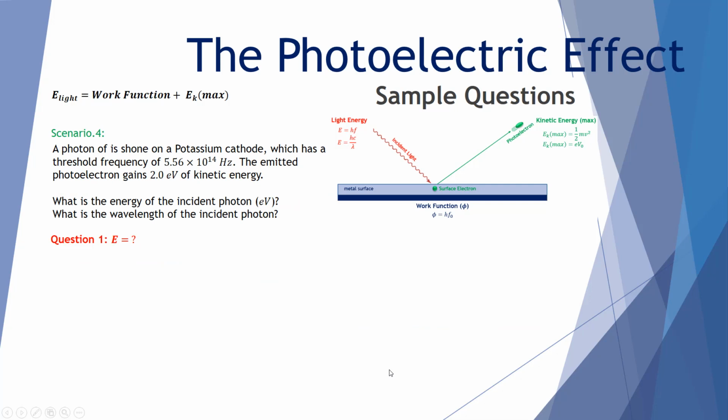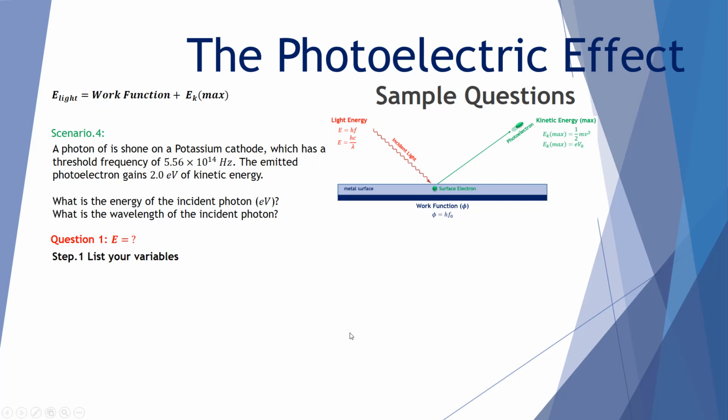Final scenario, number 4. A photon is shone on a potassium cathode, which has a threshold frequency of 5.56 by 10 to the 14 hertz. The emitted photoelectron gains 2.0 electron volts of kinetic energy. 2 questions. First, what is the energy of the incident photon in electron volts? And second, what is the wavelength of the incident photon?